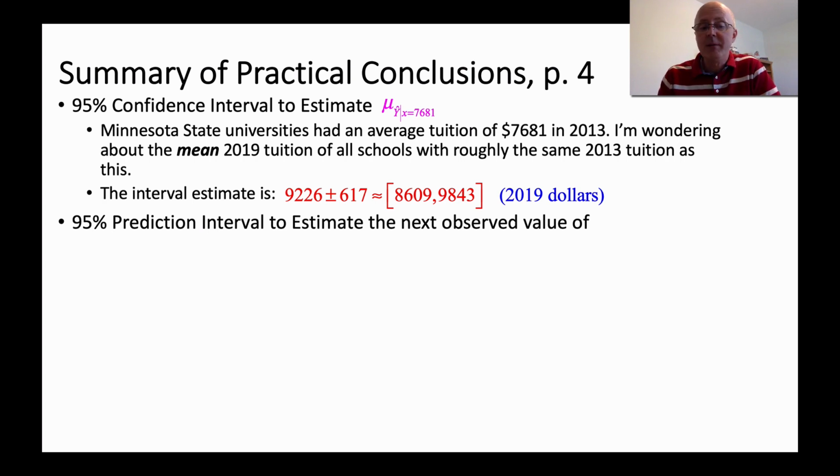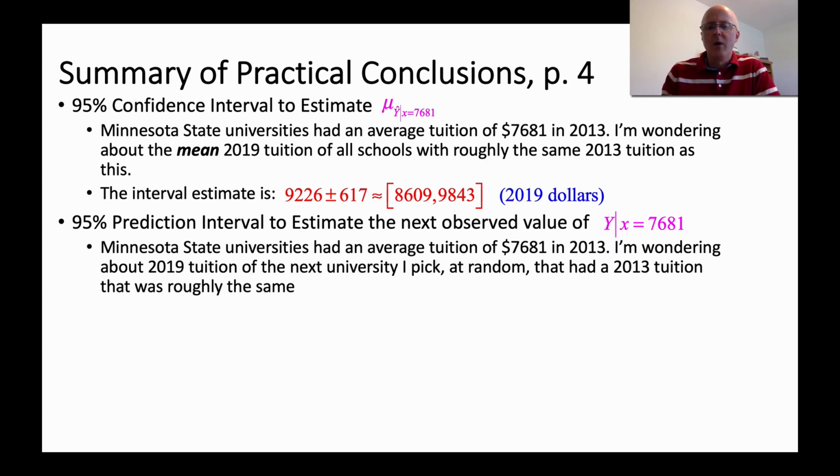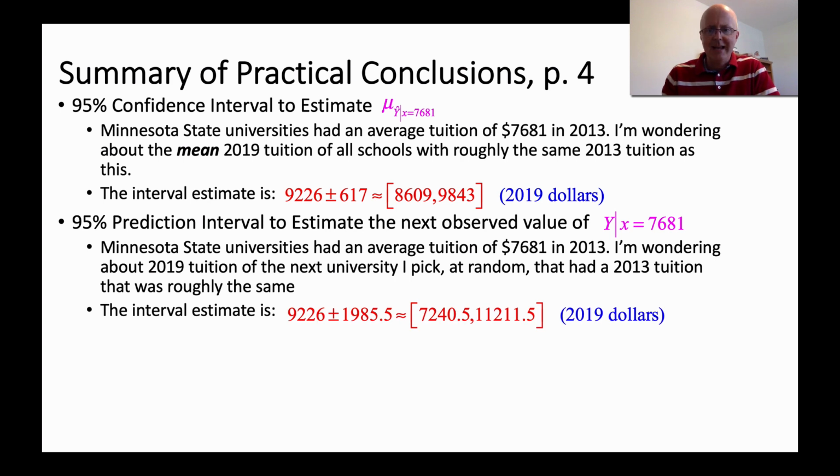On the other hand, a 95% prediction interval estimates the next observed value of the random variable. Why? Given that little x equals 7681, this entire thing here represents one quantity, and it's a random variable, an unknown thing, it's got a distribution. So here's the answer for that, and it is a bigger interval. What's the meaning of it?